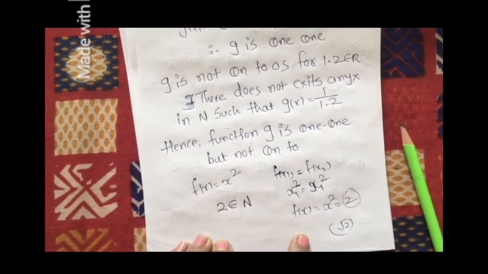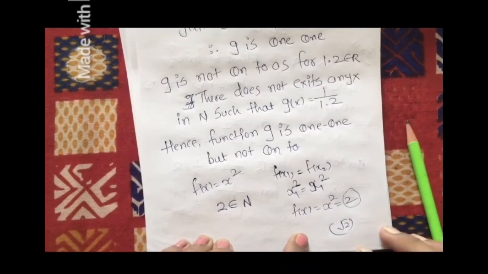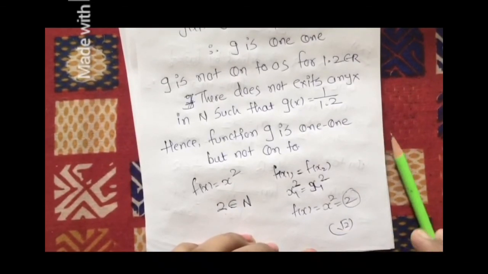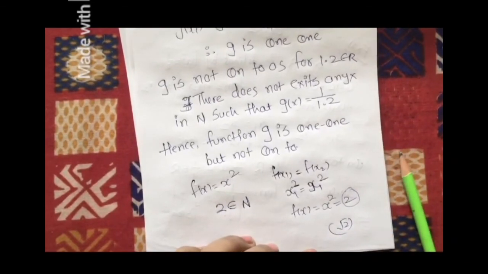Now next is example number 3: Prove that the greatest integer function f from R to R given by f(x) = [x] is neither 1-1 nor onto, where [x] denotes the greatest integer less than or equal to x. So please try by yourself. Take various examples and try to prove it. In the next video we are going to start with that particular one. Okay, thank you.